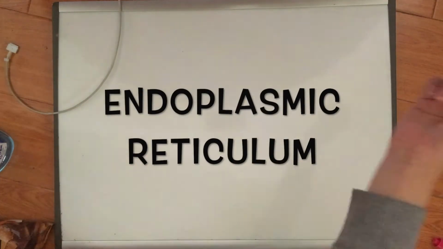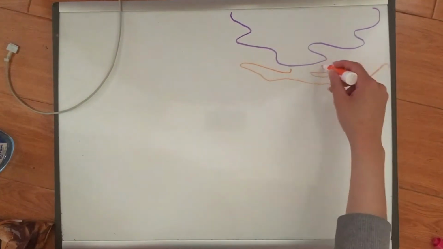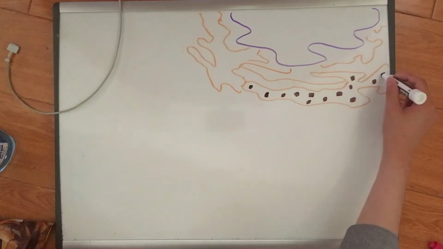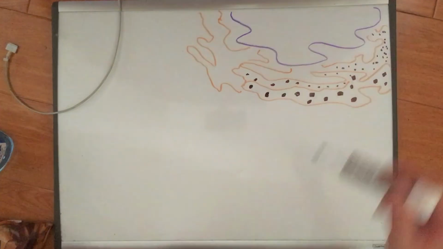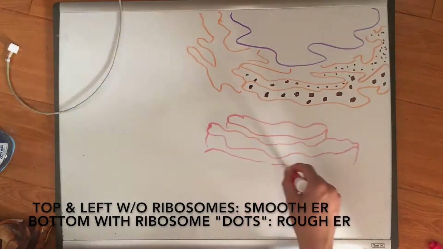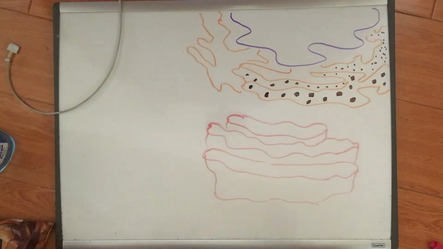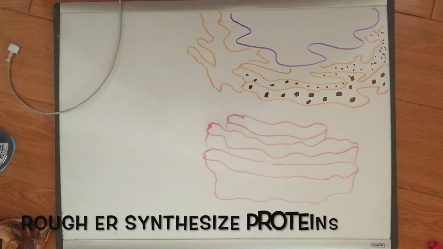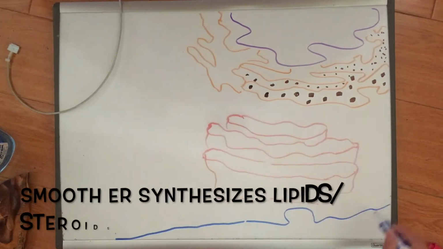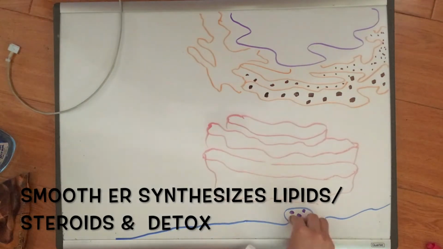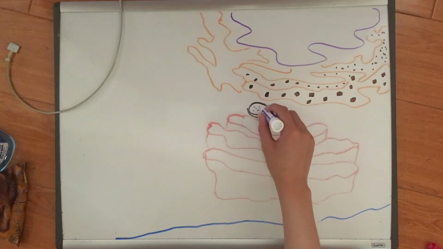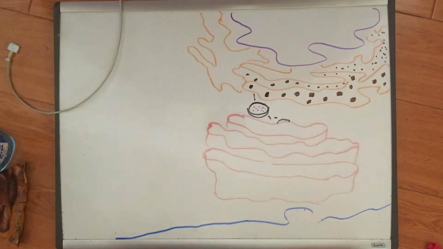Today, I will be talking about the endomembrane system, which includes the endoplasmic reticulum, vesicles, the Golgi body, and the plasma membrane. There are two types of endoplasmic reticulum. There's a rough one and a smooth one. The rough endoplasmic reticulum has ribosomes on it, which gives it the ability to synthesize proteins. The smooth endoplasmic reticulum has the ability to synthesize lipids and steroids and also detoxifies the cells. In this example, we will be looking at the rough endoplasmic reticulum.